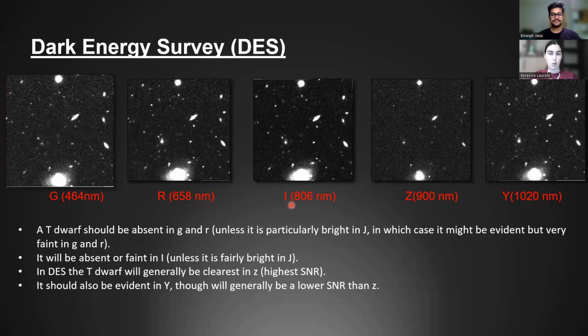So these 5 examples here show one example of what we expect to see. In Z and Y, we can clearly see in the center of the image that there is a faint but clearly defined and visible point source. Whilst in I, it is extremely faint and you can barely see it. Whilst in G and R, you cannot see it at all. If it was visible in G and R, it would most likely be a star and not a brown dwarf. It would be too bright.